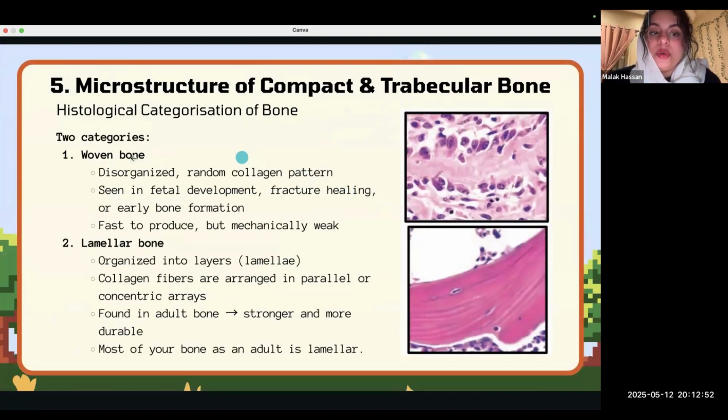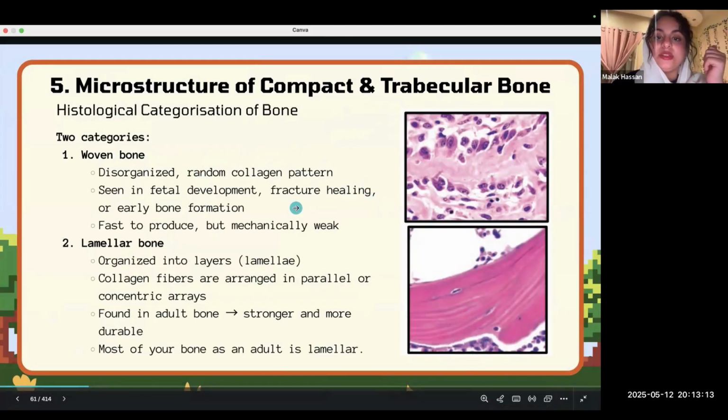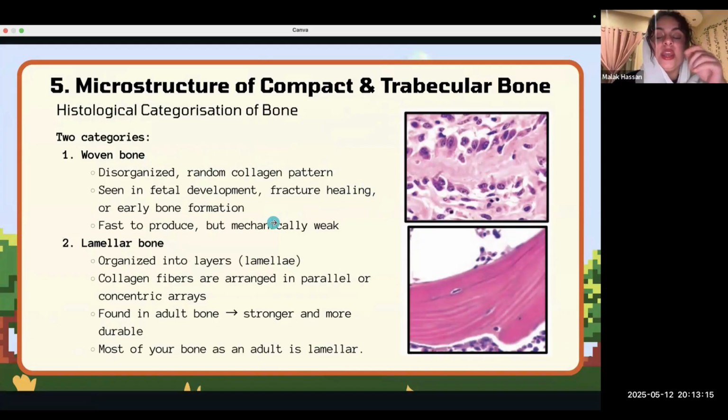We have woven bone and we have lamellar bone, based on the organization of collagen. Woven bone, from the name, is kind of woven into each other, so it looks like a nest, right? The collagen fibers are very disorganized. We usually see this in fetal development, fracture healing, or early bone formation. It's very fast to produce because you're just throwing collagen down and calling it a day. But it's very weak. So it's fast to produce, but it's weak.